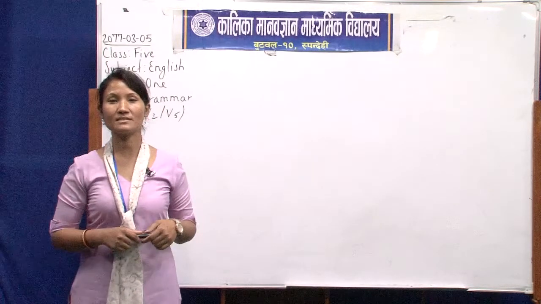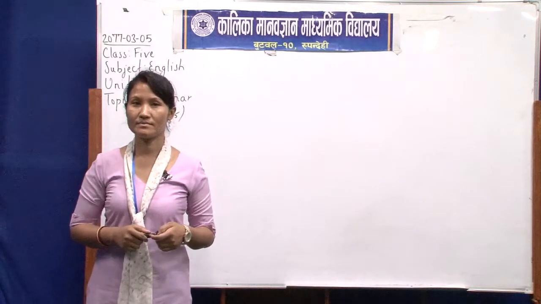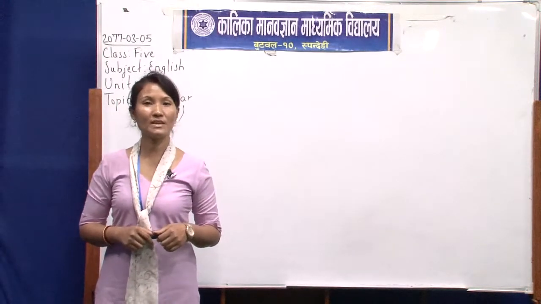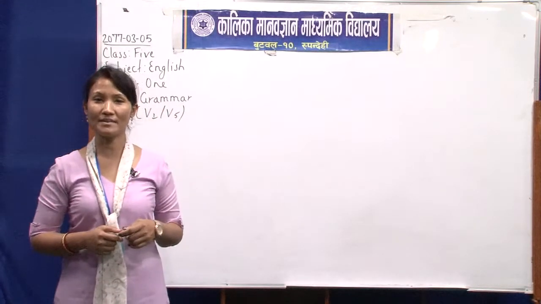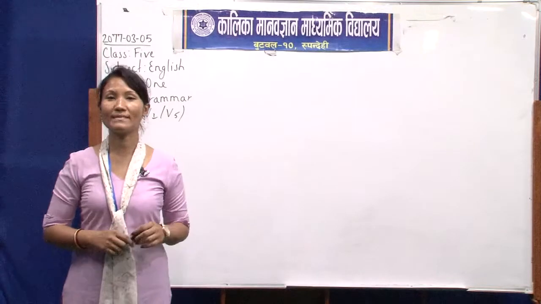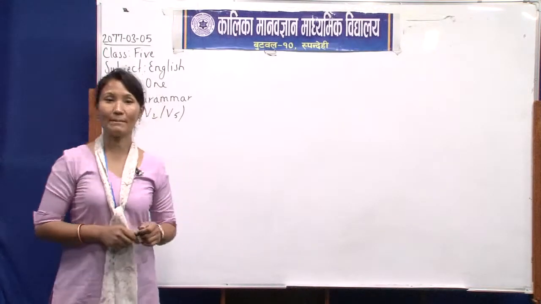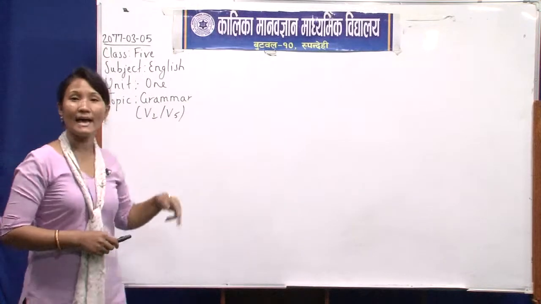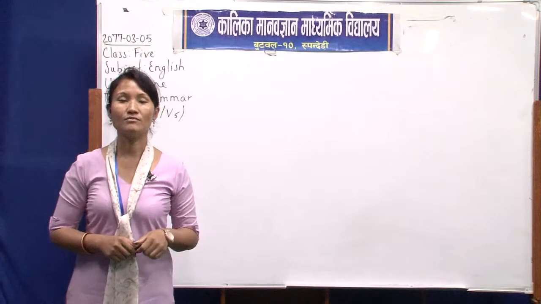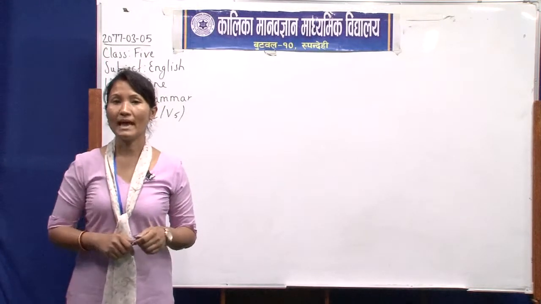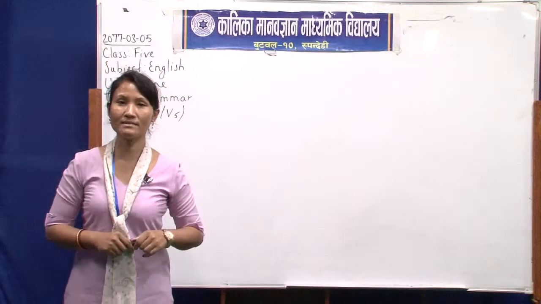Dear students, you might have remembered that in our previous class we learned one story from Unit 1, and the characters were Babu and his father. Today I have picked one grammar topic from the same unit, and the grammar topic is verb 1 and verb 5. Today we will be learning about verb and its forms, and among its forms we will be learning two forms. They are verb 1 and verb 5.